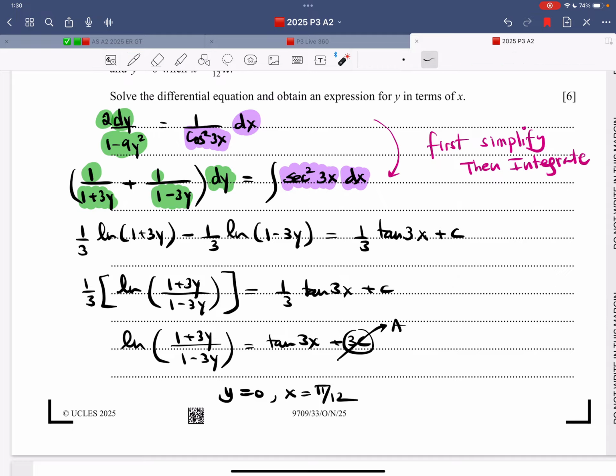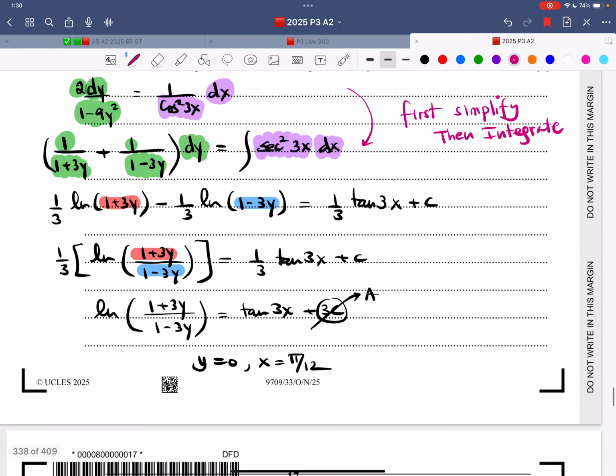So now the coefficient of y is 3. So 1 over 3 ln of 1 plus 3y. Coefficient of y is negative 3. So negative 1/3 ln of 1 minus 3y. I'm taking this 1/3 common out. This is a negative sign. So therefore this becomes the numerator, and this becomes the denominator. And minus sign is taken care of according to rules of logs.